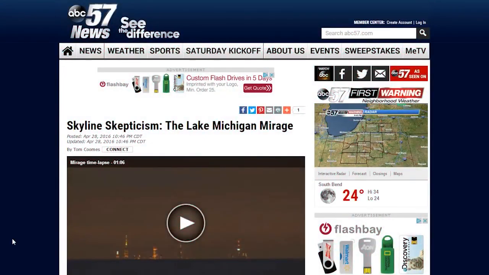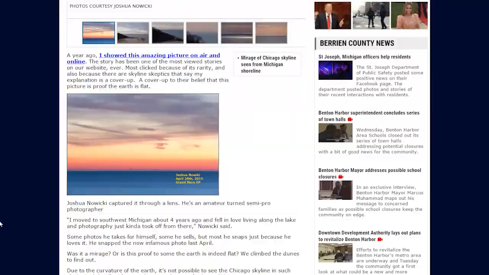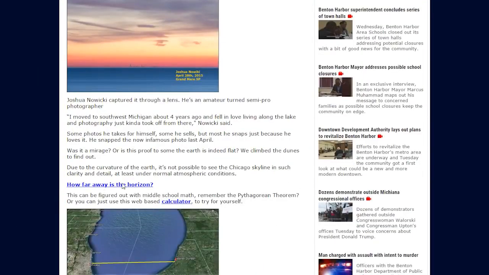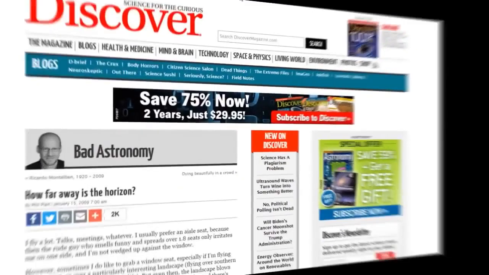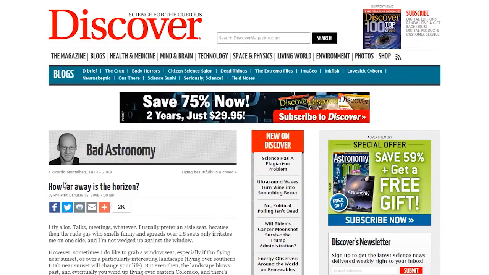Here on the website, scroll down, and he's got this link right here. How far away is the horizon? If you click on that, it takes you to this page right here. From Discover magazine, I guess. How far away is the horizon, from Bad Astronomy? That's properly labeled, I think. Bad astronomy. It could also be bad geometry.